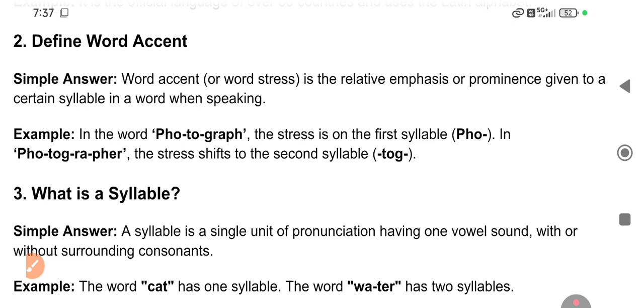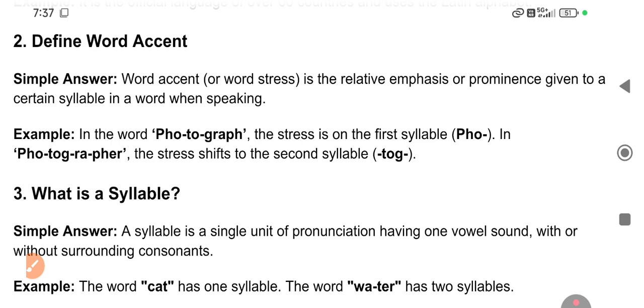So that is called word accent, the relative emphasis or prominence given to a certain syllable in a word when we speak. So it should be a multisyllable word.